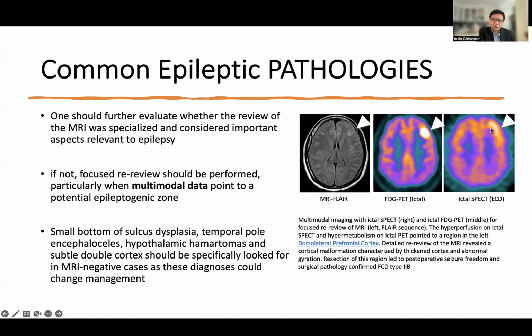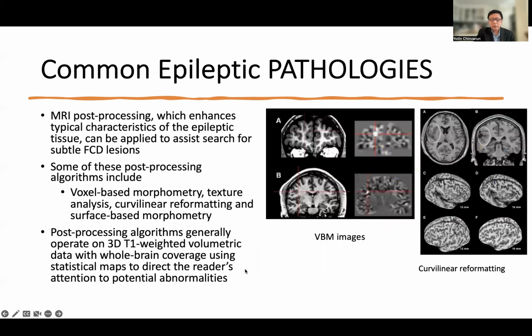And then finally, after you put them together, you might find a small lesion like a cortical dysplasia, a small bottom-of-the-sulcus dysplasia, or maybe a small lesion like an encephalocele, hypothalamic hamartoma, or maybe a subtle double cortex, which can be overlooked at first, but if you think about it with correlation with other imaging data, you might identify this lesion.